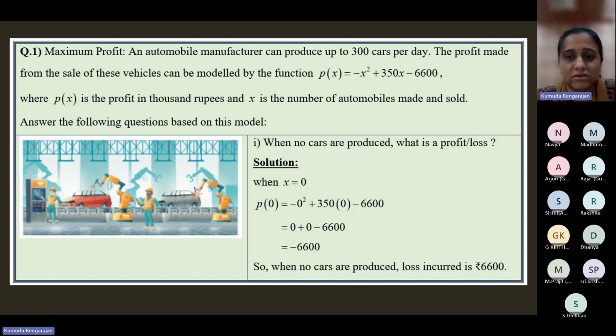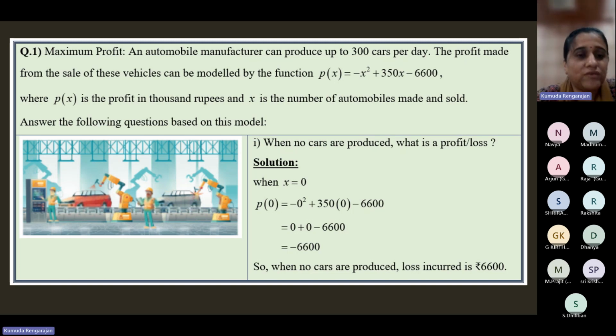So now we have this function P of x is equal to minus x squared plus 350x minus 6,600. Fine, this is a quadratic polynomial, but what is it going to give me? What is meant when I give a value of x? What is that value of x? And upon finding the value, what does that value imply? What does it mean to the situation? That you need to understand. Only then you can answer the questions correctly.